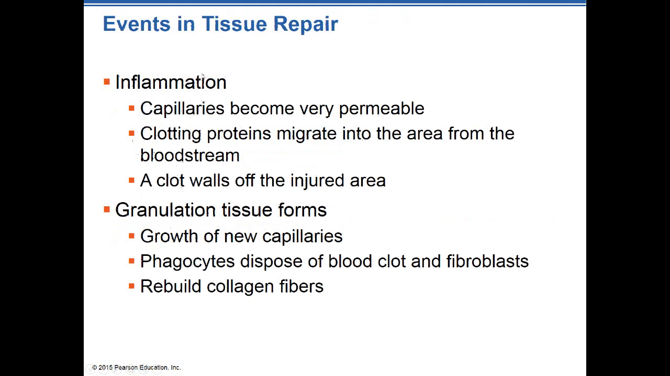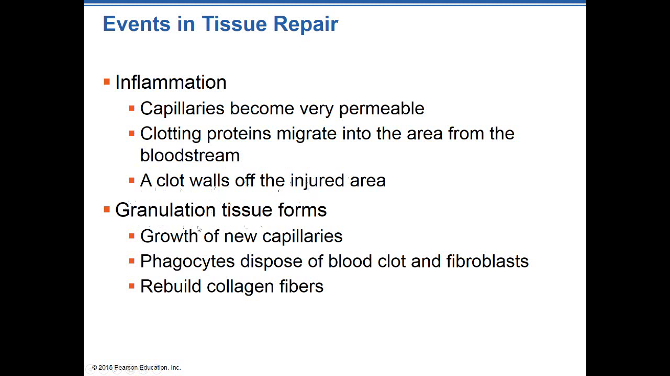So, events that happen in tissue repair. When tissue is damaged, the capillaries, which are the tiny blood vessels, get very leaky, very permeable, and so that results in a leakage of both blood and protein out from the bloodstream into the damaged area, and that triggers a series of events that causes clots to form. All right, and those clots wall off the injured area to protect it and isolate it.